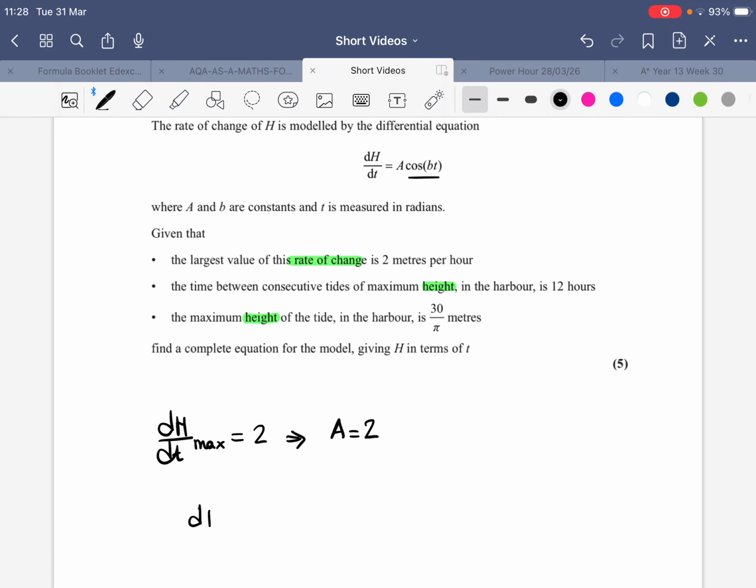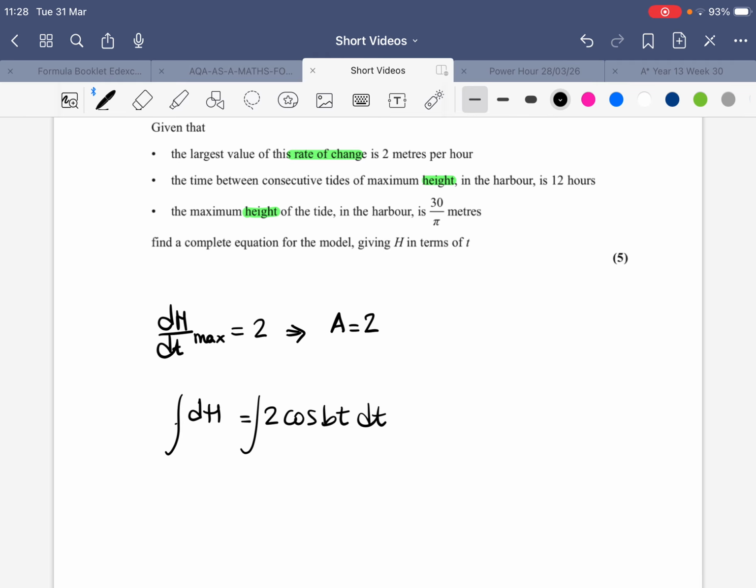So to integrate the function, dh is going to be a, which is 2, cos bt dt. We are separating variables. We integrate both sides. So we will have something like h is 2 sine bt divided by b, just integrating that, and a constant of integration. So my h is going to be a sine function.